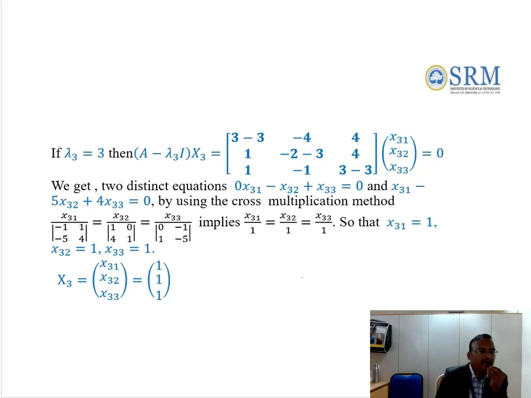Right. Next we take the third eigenvalue, lambda 3 equal to 3, and replace lambda with 3 in the matrix equation. Therefore, we are getting this matrix. Here we take x3 equal to x31, x32, x33. We are getting two equations: 0 x31 minus 3 x32 plus x33 equal to 0, and the second equation x31 minus 5 x32 plus 4 x33 equal to 0. By using cross multiplication, we are getting x31 divided by 1 equal to x32 divided by 1 equal to x33 divided by 1. Therefore x31 equal to 1, x32 equal to 1, x33 equal to 1. Hence the third eigenvector is this.